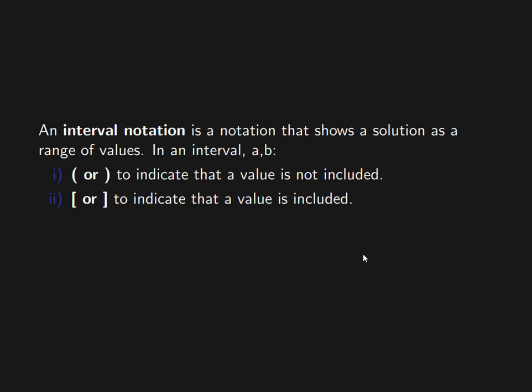Today we'll learn about interval notation. An interval notation is a notation that shows a solution as a range of values. In an interval (a, b), we use a left and a right parenthesis to indicate that a value is not included, and a left and a right bracket to indicate that a corresponding value is included.